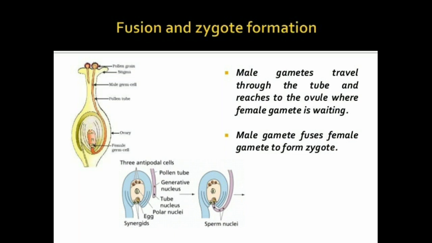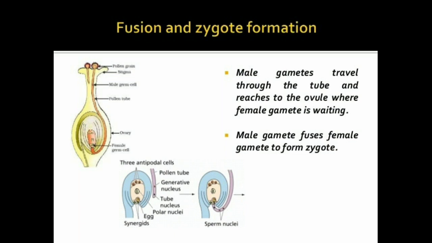Inside the ovary there is the ovule, and inside the ovule we have the egg cell. So the male germ cell present inside the pollen tube will reach the ovule, and the male gamete will fuse with the female gamete to form the zygote. This fusion of male gamete with female gamete is called fertilization. So the transfer of pollen from stamen to stigma is called pollination, and the fusion of male gamete and female gamete is called fertilization.